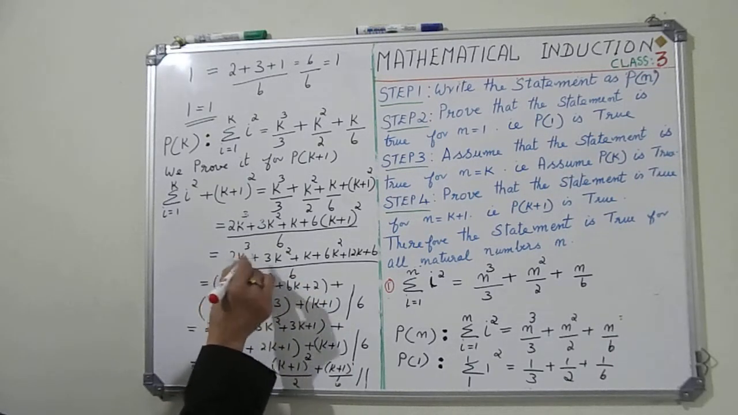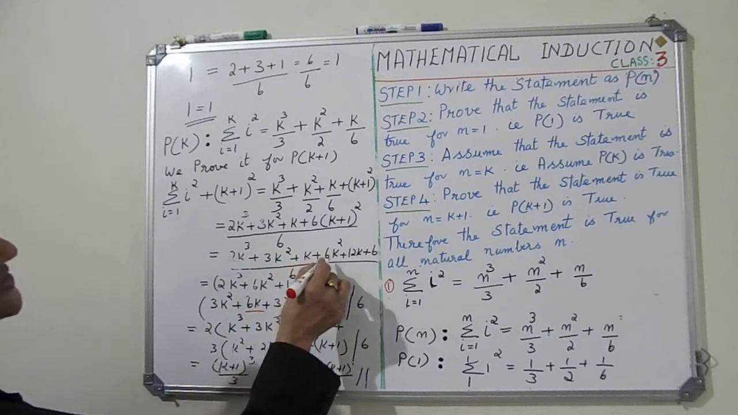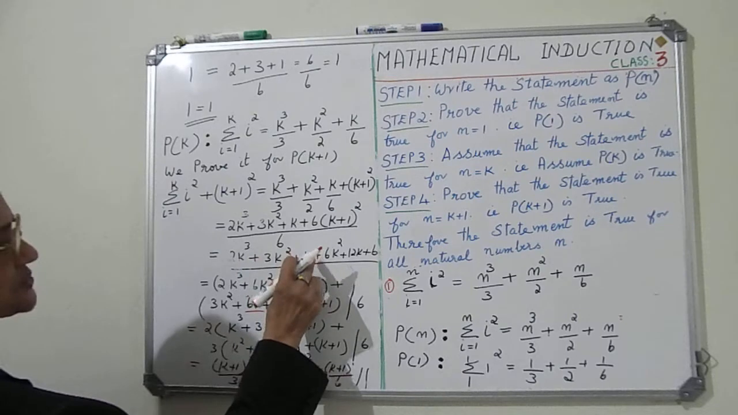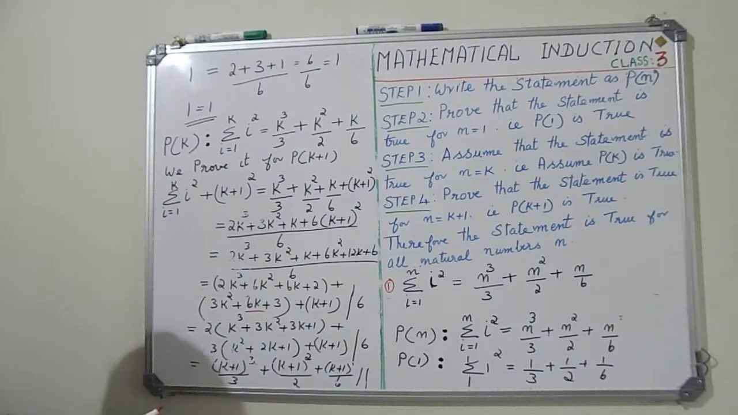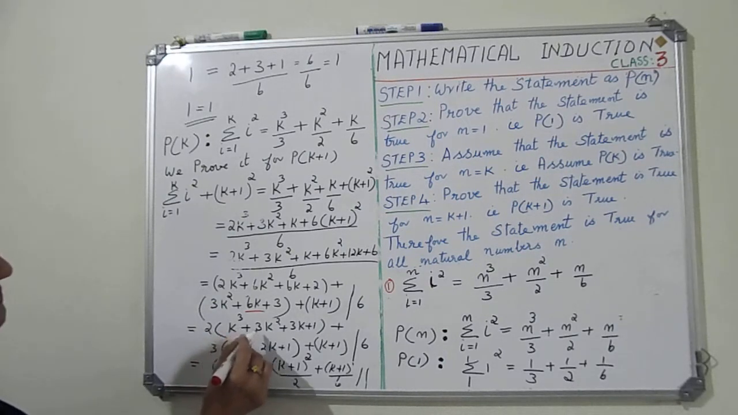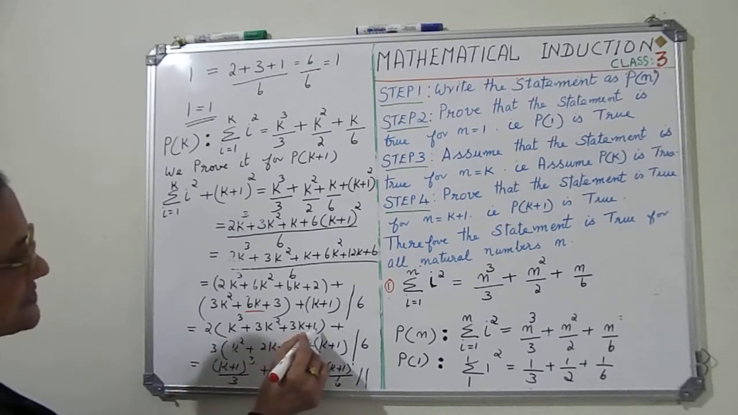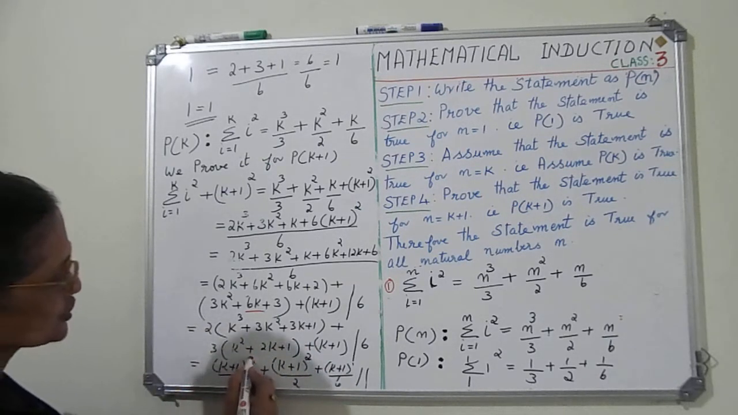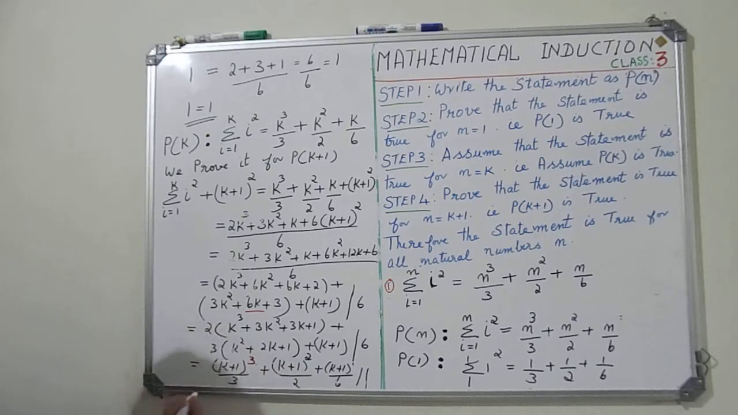You should get 2k cube plus 3k square plus k plus 6k square plus 12k plus 6. They are rearranging this numerator in this way. Now what about the coefficient of 2 here? The coefficient of 2 is k cube plus 3k square plus 3k plus 1. That is k plus 1 the whole cube.